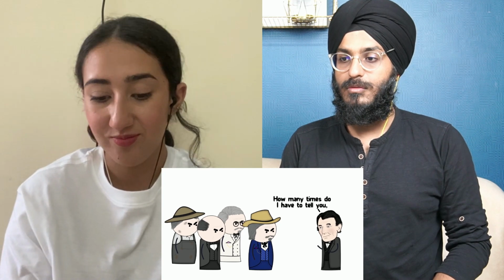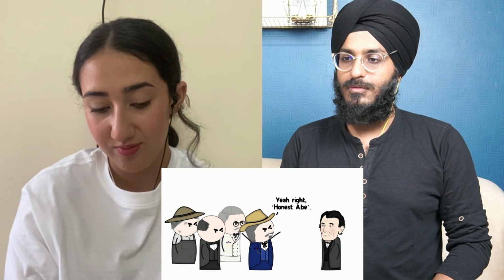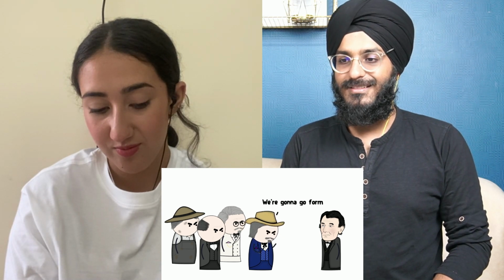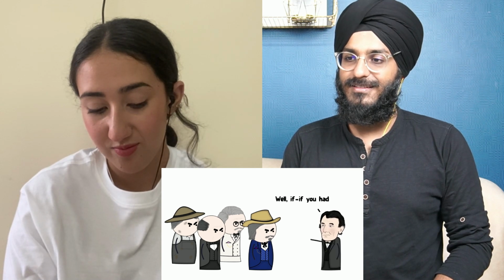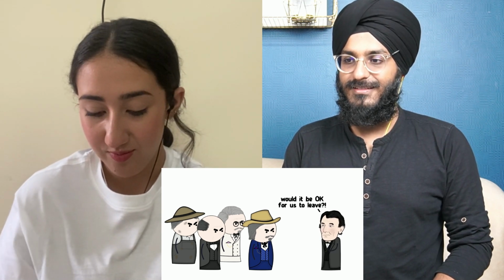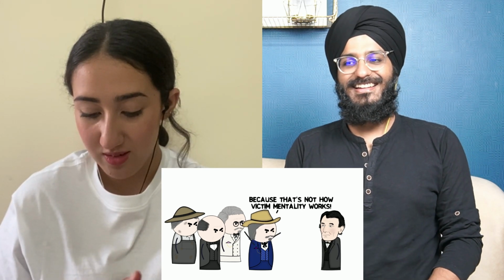Lincoln himself tried to calm their fear. "How many times do I have to tell you, I'm not gonna take away your slaves?" "Yeah, right, Honest Abe. We've had enough of you Northerners. We're gonna go form our own country." "You can't do that." "Why not?" "Well, if you had won the election, would it be okay for us to leave?" "Of course not." "Well, why not?" "Because that's not how victim mentality works."